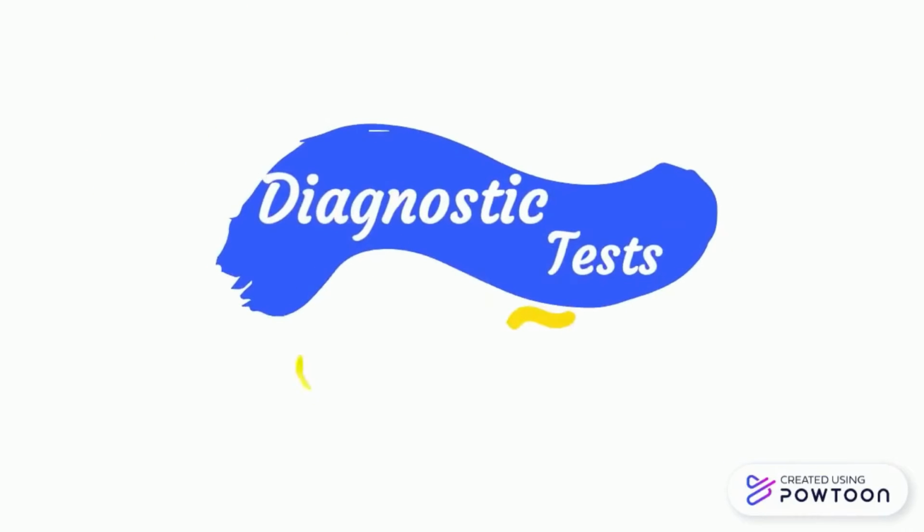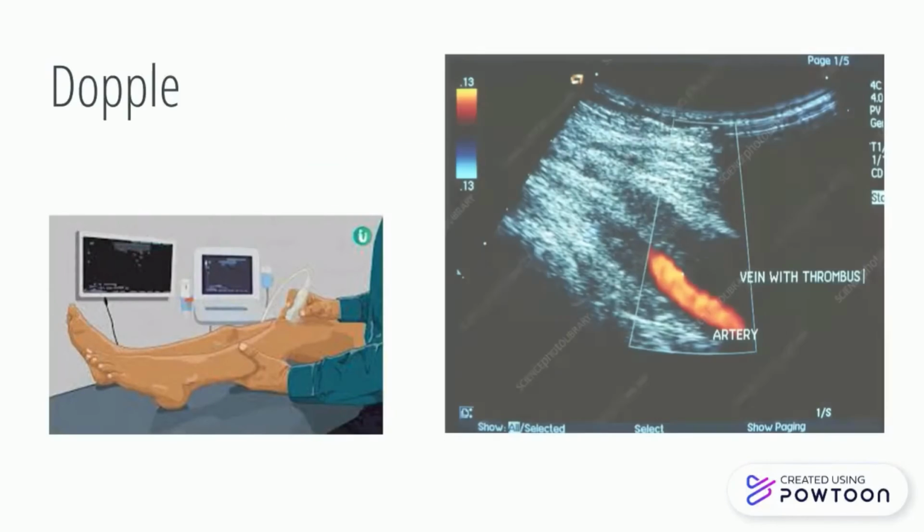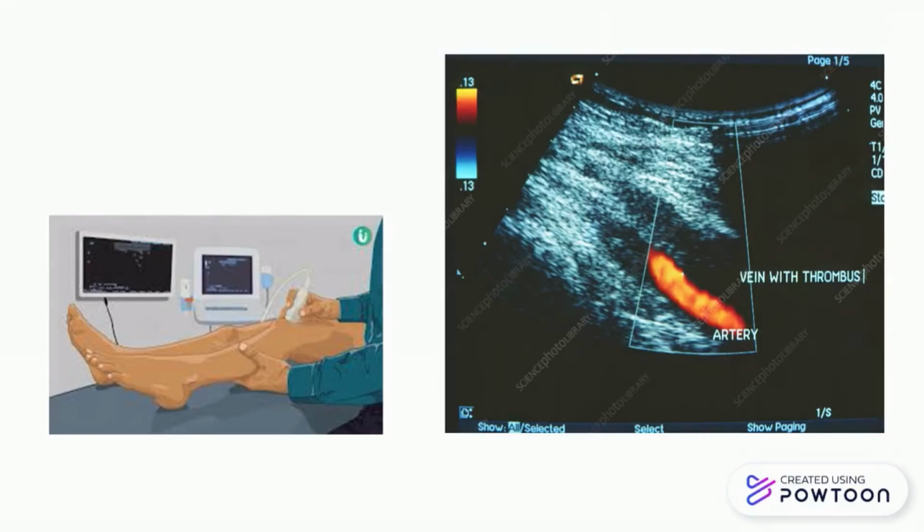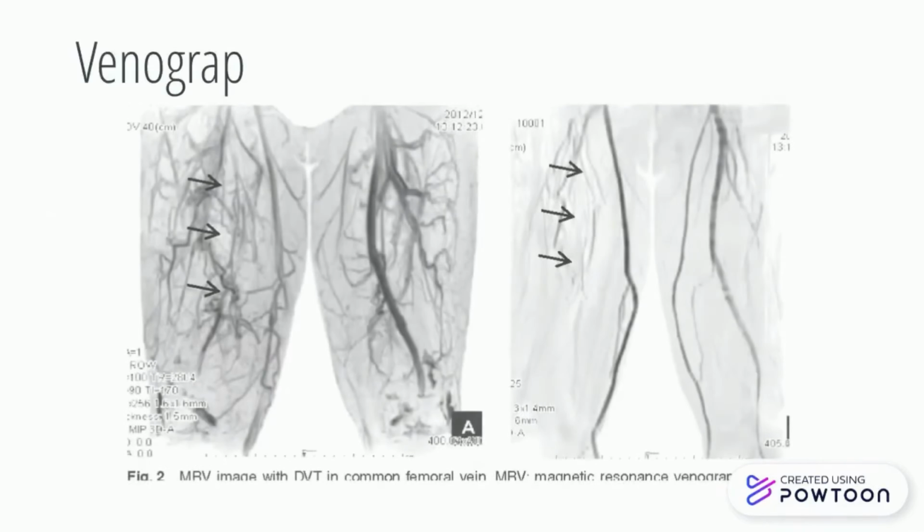In terms of diagnostic tests, there are two main tests that can be used to identify and diagnose the presence of a DVT. A Doppler ultrasound is a first-line, non-invasive imaging modality that can be used to confirm the presence of a DVT quickly and easily. Venography is an invasive test that involves injecting dye into the veins and then taking an X-ray of the veins, and the dye can be used to visualize the venous structures.